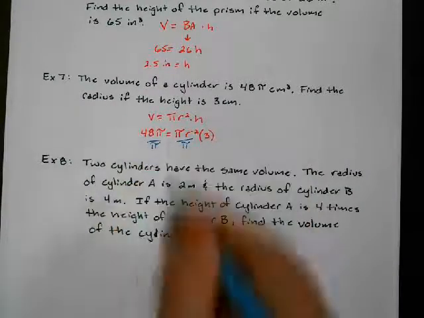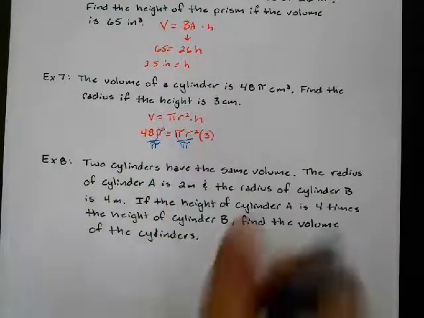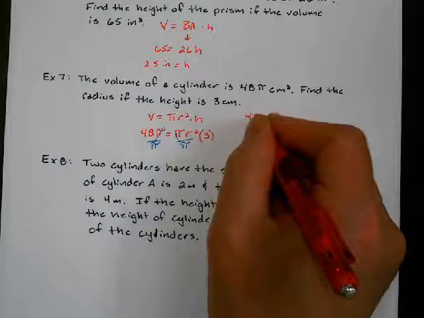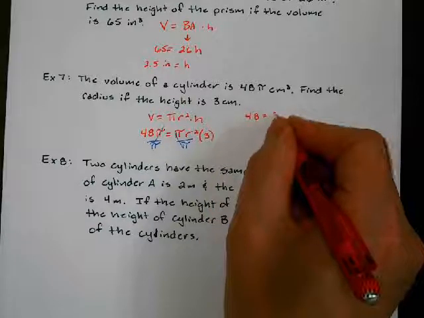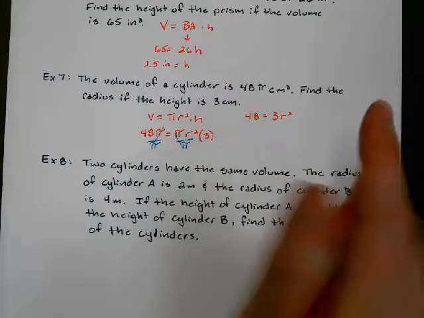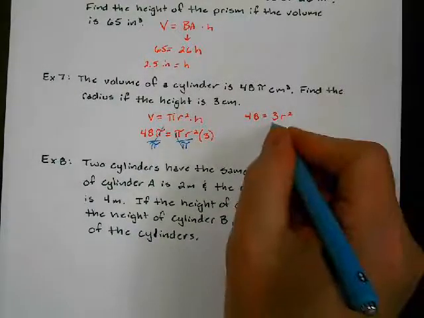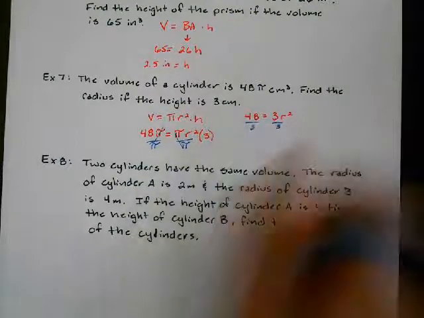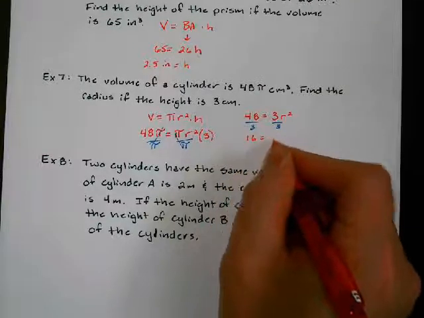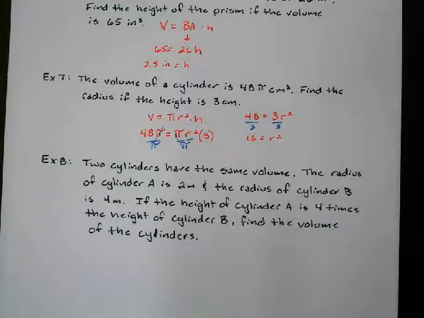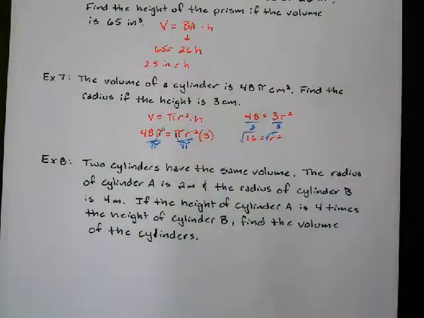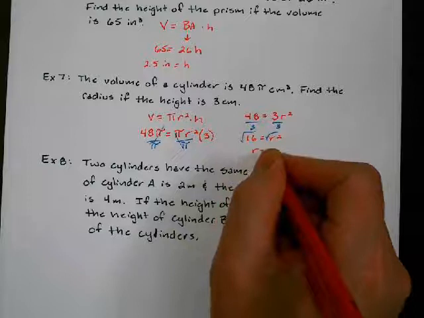So I would be left with 48 equals 3r squared. Okay, I need to isolate the r, so I'm going to divide both sides by 3. And 48 divided by 3 is 16. And then I take the square root from both sides. And we find out that r is going to be 4. So the radius must be 4 centimeters.